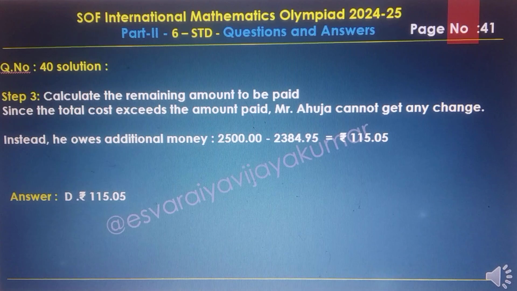Step 3, calculate the remaining amount. Since the total cost exceeds the amount paid, Mr. Ahuja cannot get any change. Instead, he owes additional money: 2500 minus 2384.95, we are getting rupees 115.05. The option D is the final answer.